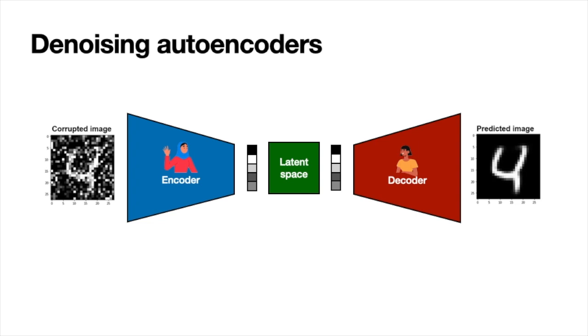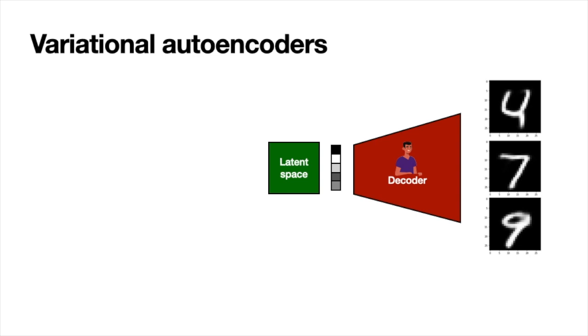A very useful type of autoencoders is denoising autoencoders, which are trained to take in corrupted data such as noisy images and return a clearer, crisper version of that image. Another very important type is variational autoencoders, which are trained to generate new data. For example, if we train it with handwritten digits, it generates more new handwritten digits that it hasn't seen before.